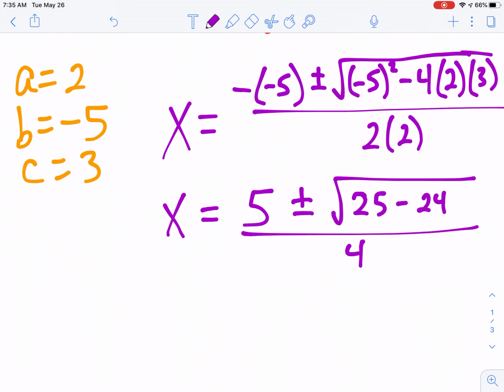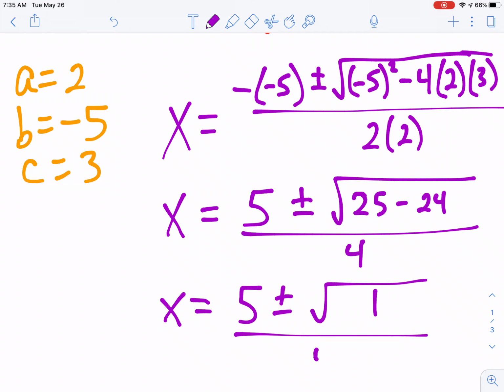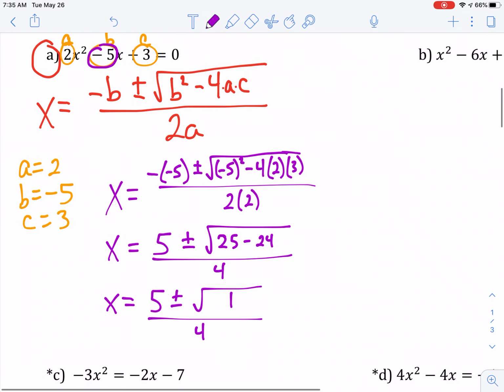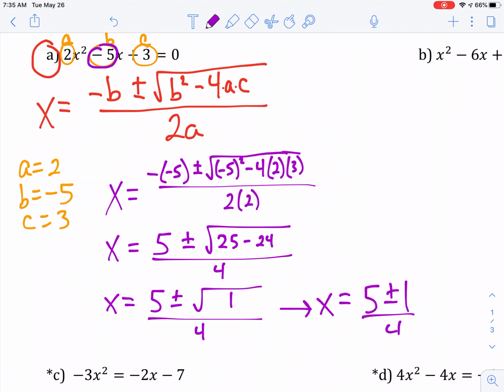Alright. So now we simplify even more. 5 plus or minus the square root, 25 minus 24 is just the number 1, over 4. Ran out of our little room here. The square root of 1 is 1. So it's 5 plus or minus 1 over 4.